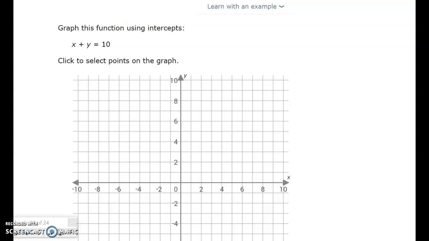All right, so you know how to graph when you're given an equation in slope-intercept form, but what do we do when you're given an equation like this one that is not written in that y equals mx plus b format? Well, you have two options. I'm going to walk you through those two options.